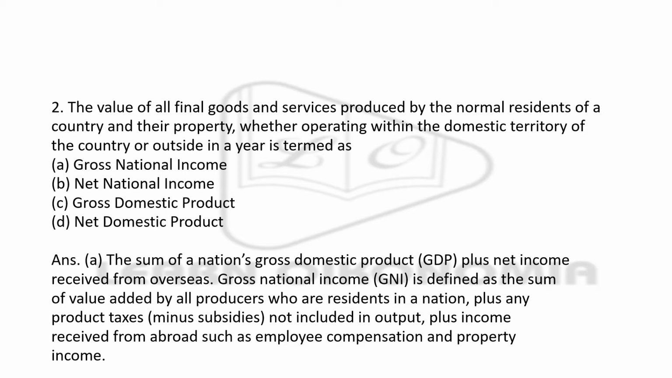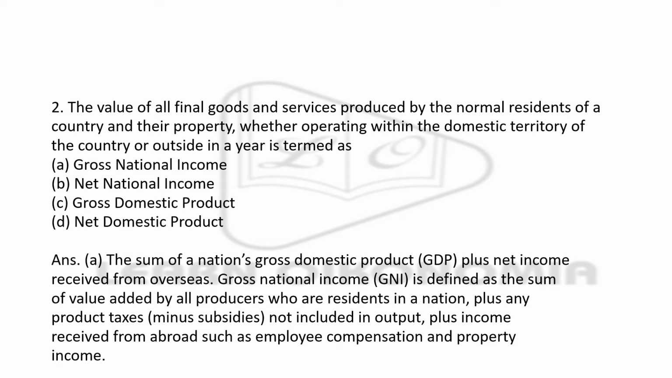The national income concepts are very important as far as the NET examination is concerned. So you have to identify which is the right answer. Before that, you have to identify the key terms in the question. Here the key terms are, first of all, final goods and services. Then you have normal residents of a country. Then you have the domestic territory of the country or outside. These are the main key terms in the question, and using them you are going to identify the right answer.